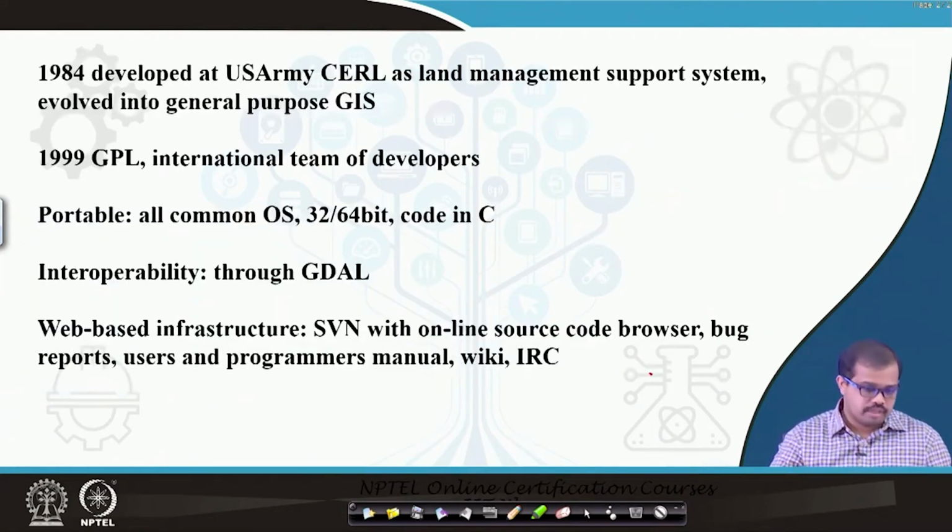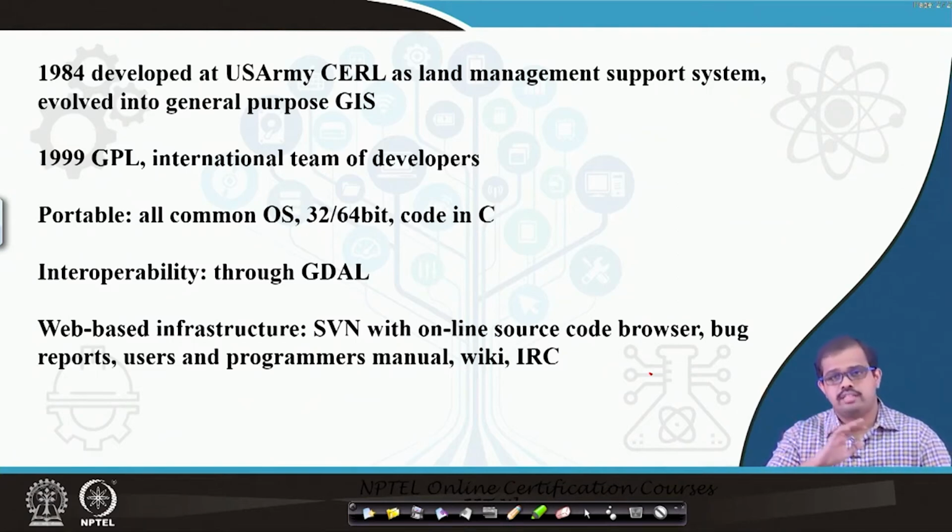inside QGIS itself. It was developed in 1984 for the US Army as a land management support system and evolved as a general purpose GIS. In 1999, a GPL international team of developers took this over. It is actually portable. Any of the common OS can be used, whether it is 32 or 64-bit. The only thing is, please see what kind of architecture your particular system supports, whether it is 32-bit or 64-bit, and use this particular software.